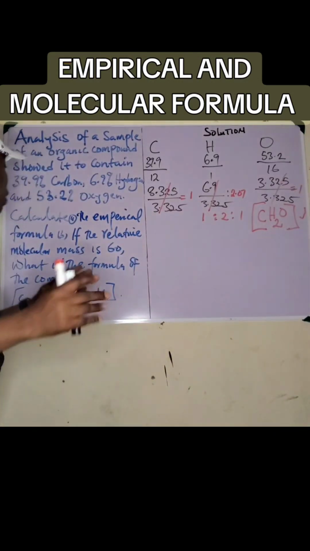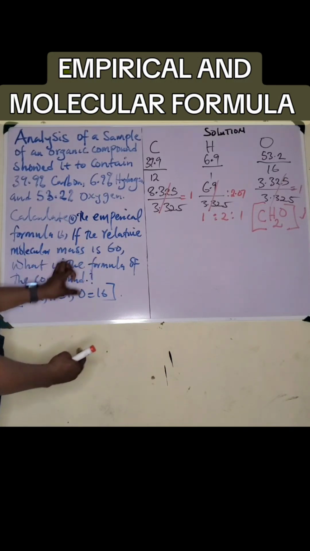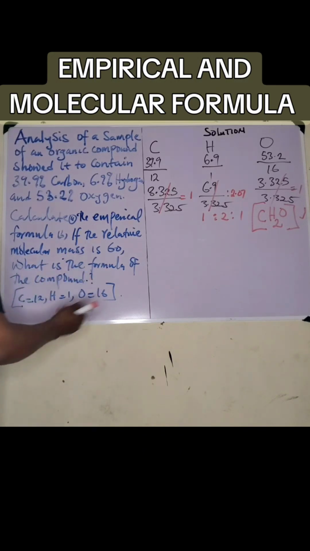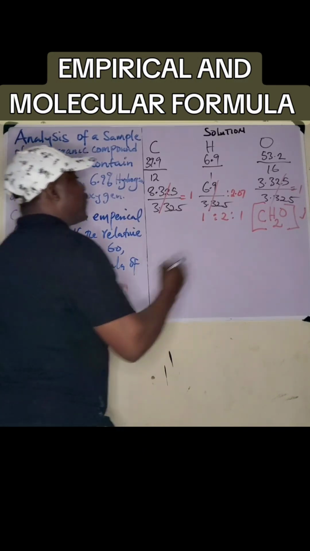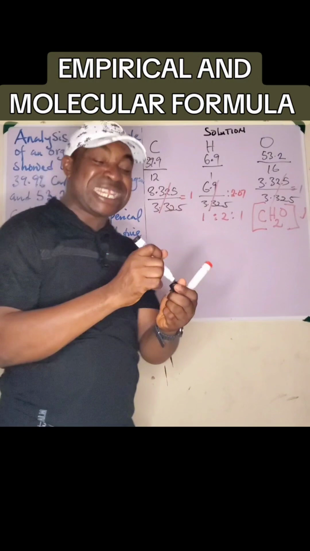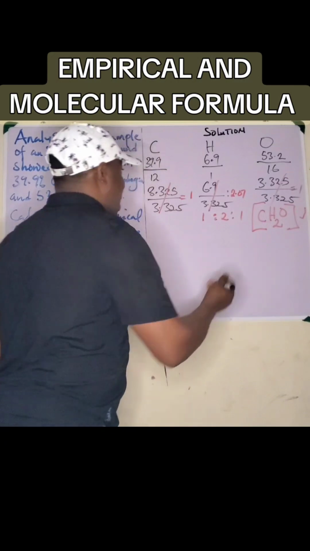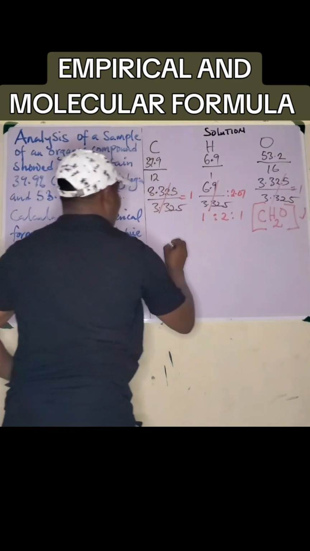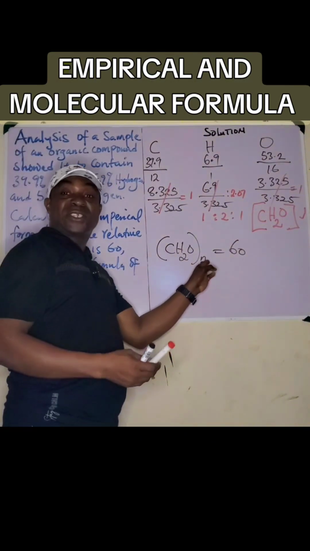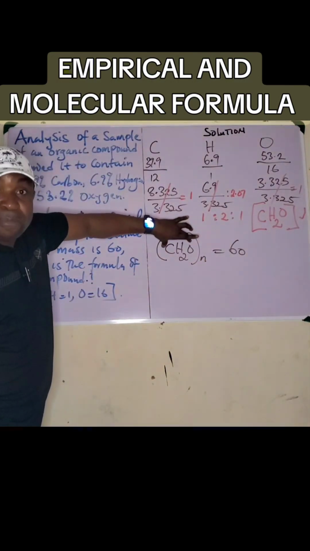But the question, we are not done yet. The question says, if the relative molecular mass is 60, what is the formula of the compound? Of course, if you've gotten the empirical formula of this compound, it is now very easy to get the actual molecular formula of this compound. So this is the simplest formula, and we have the molecular mass of this compound. So let us make N the subject of the formula by getting the molar mass of this very particular compound.